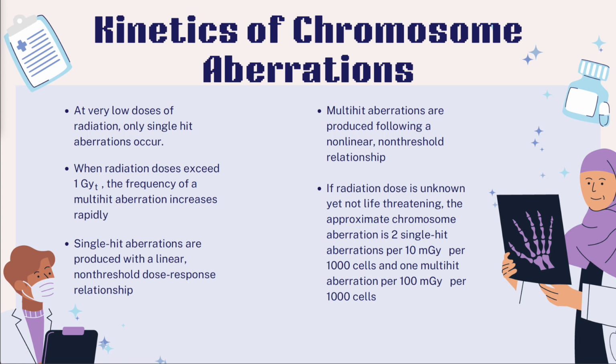This just means that when someone is exposed to radiation, but the exact amount is not known, scientists can estimate the dose by looking at their cells under a microscope. If they find 2 single-hit chromosomes out of 1,000 cells, they can estimate the dose to be approximately 10 milligray in tissue. And if they find 1 multi-hit chromosome in 1,000 cells, they can estimate the patient's dose to be approximately 100 milligray in tissue.